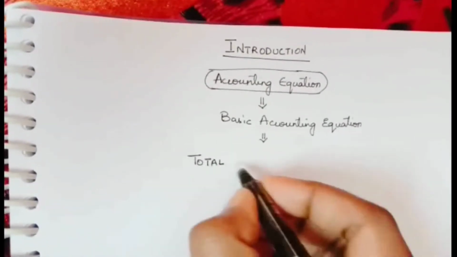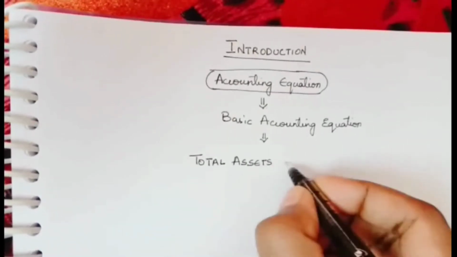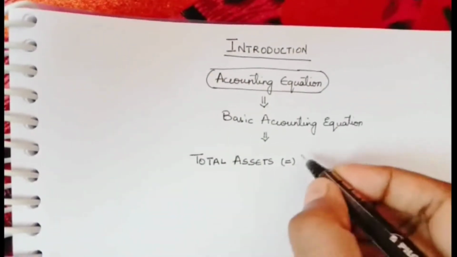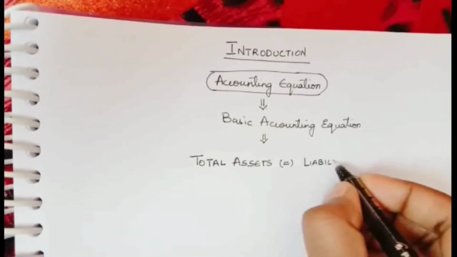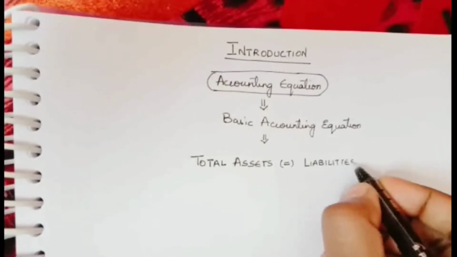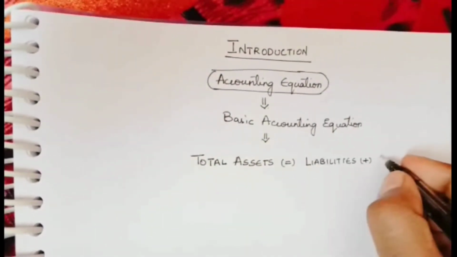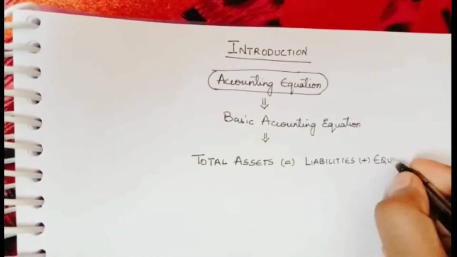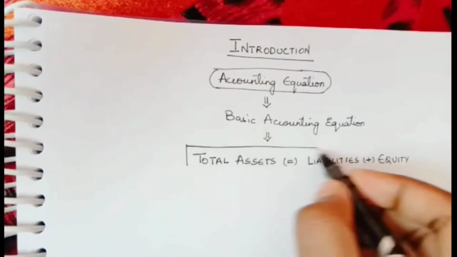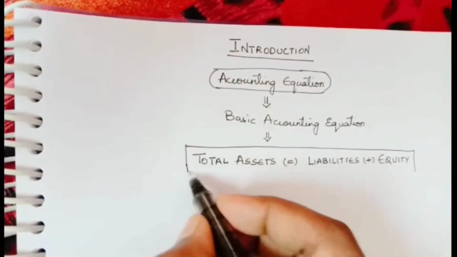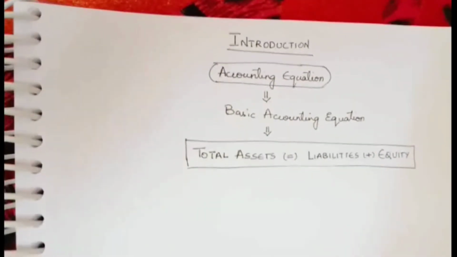Okay, so total assets is equal to liabilities plus equity. Equity is nothing but the owner's equity, or else we can say it is the capital of the business also. So liabilities plus equity, which combined we will say is the total equity of the business. Okay, total assets is equal to total equity, that is nothing but liabilities plus capital.